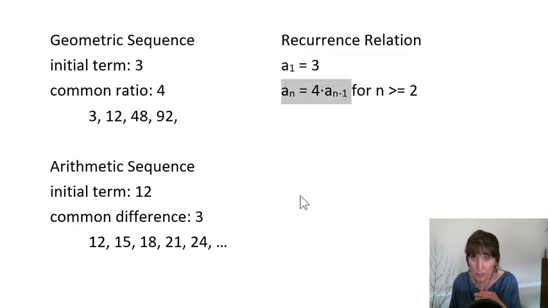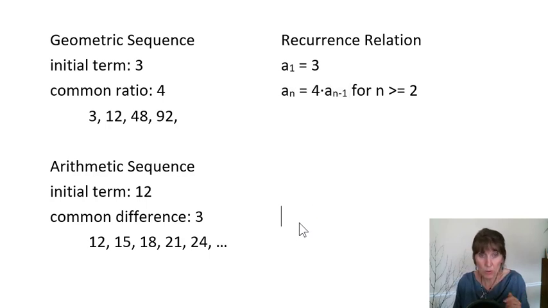All right, let's see if we can write the recursion relation for the one down here, this arithmetic sequence. So we know that a sub n equals, we start just exactly the same here. We can say a sub n equals, and what is it going to equal? Now it is the previous one plus 3. So how do we say the previous one? We say a of n minus 1, plus 3.